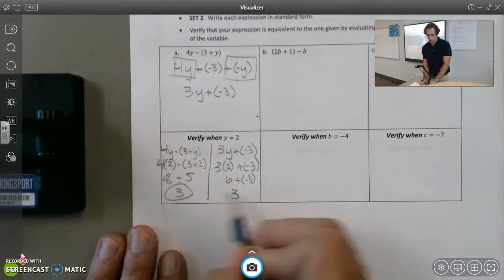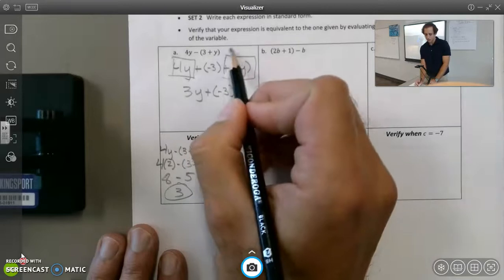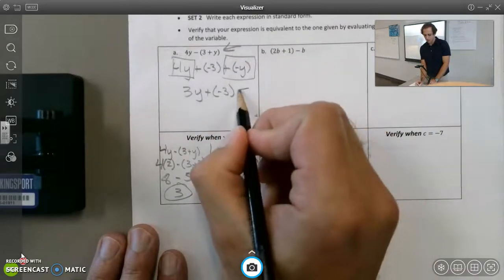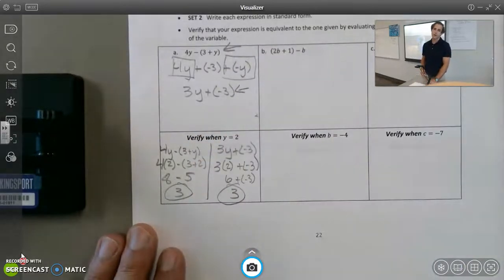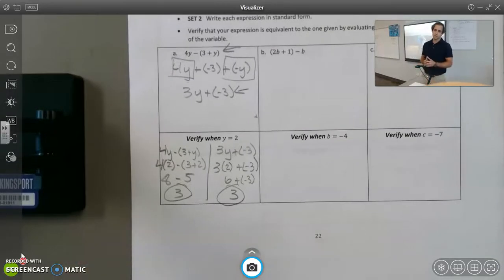These are equivalent, which means both expressions, the one we started with and the expression we wrote in standard form, are equivalent, because when we plug in the same value for y, they evaluate to the same value. Things that have the same value are equivalent.